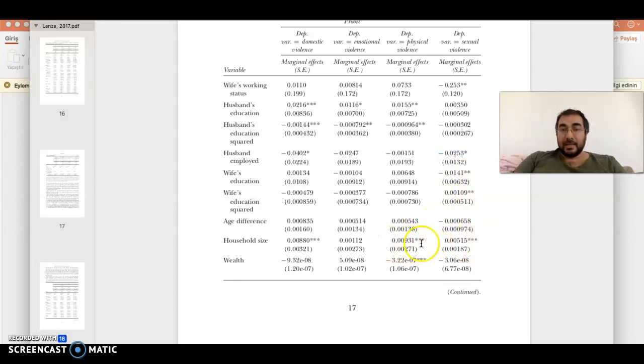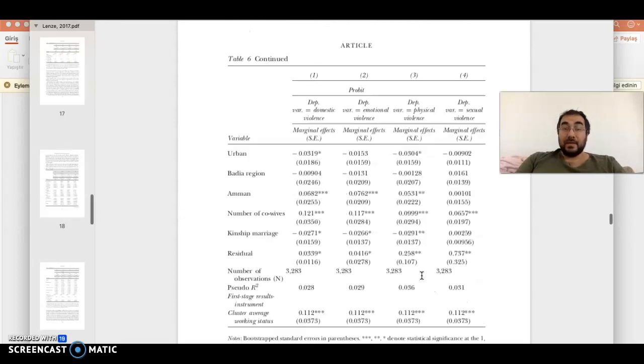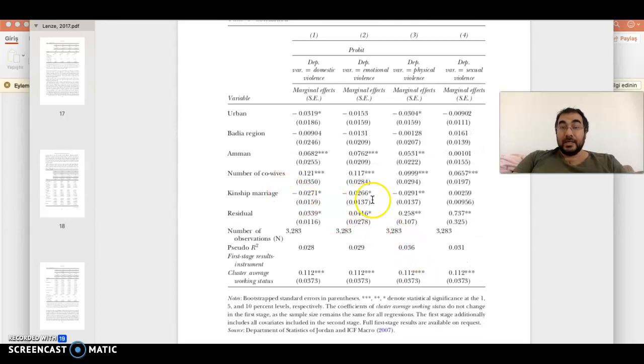Household size is increasing the physical and sexual violence. Wealth is decreasing the physical violence. Kinship marriage again decreases physical and emotional violence. The number of co-wives is increasing all types of violence. Living in Amman increases the emotional and physical violence. And living in an urban area decreases the physical violence. So these are the results.